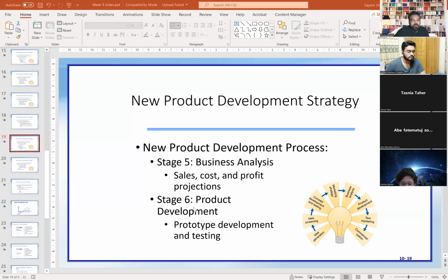Then goes to stage number 6, which is product development, prototype development and testing. So stage number 6 is when you are going to develop something like a prototype, maybe a scaled down version of the actual product. When Apple produces every new phone or every new device, first they develop all the Apple products. These are all made in China, right? Like all the Apple products and everything, these are made in China.